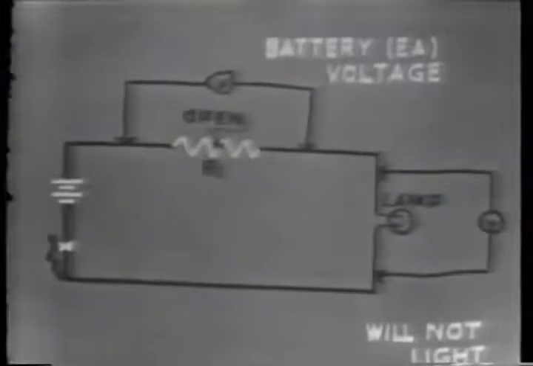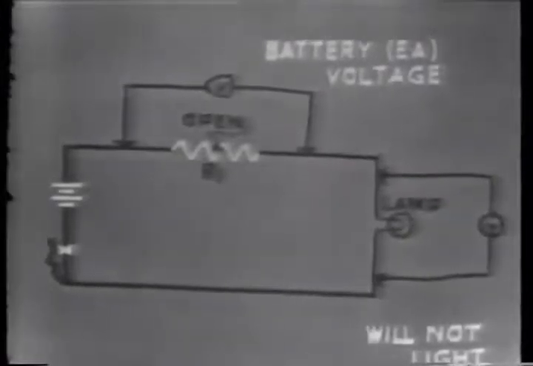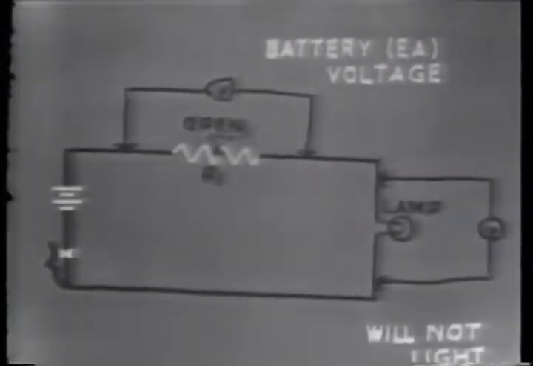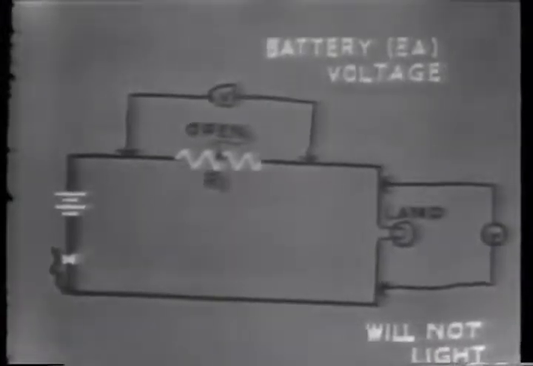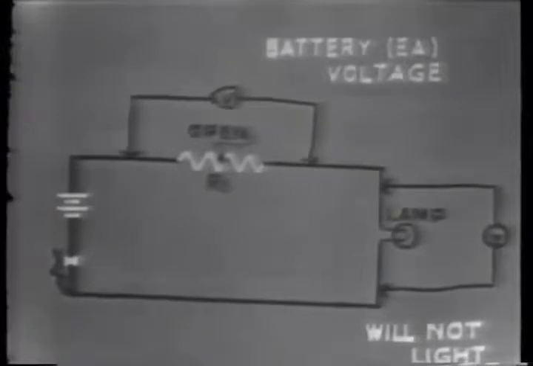In the first blank, you should have written in something to the effect that the lamp will not light. In the second blank, you should have written in battery or applied voltage.